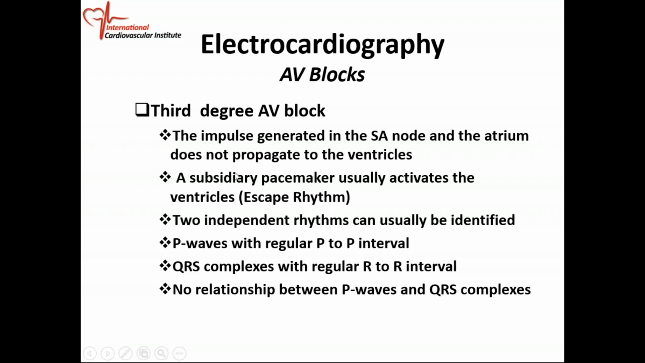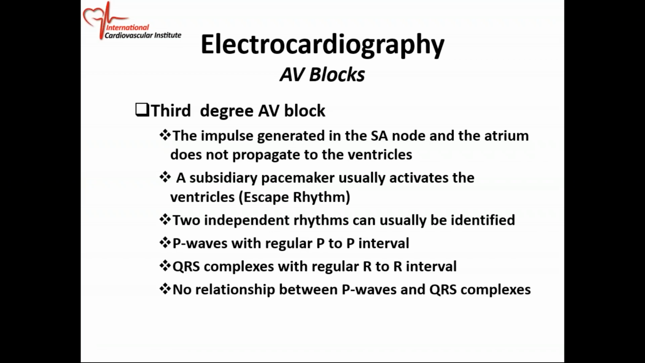So when you have third degree AV block and there is no communication between the atrium and the ventricle, and the ventricle decides to fire using its subsidiary pacemaker, that rate is only going to be 40 beats per minute or less. So that's an escape rhythm. So you have two independent rhythms. When you look at the EKG, there are two independent rhythms. There is no association between the two rhythms.